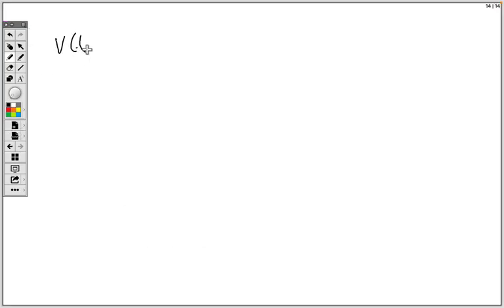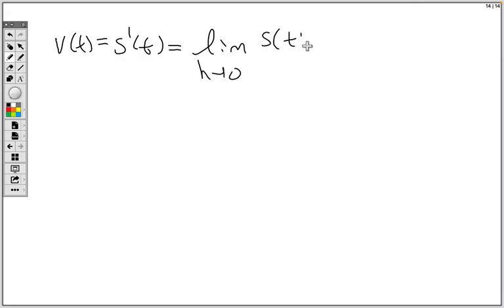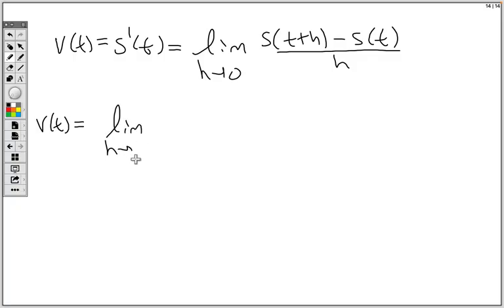So now we're off to that. So v of t is s prime of t. I'm just going to recopy this limit. Limit as h goes to 0. S of t plus h minus s of t divided by h. And now what we need to do is replace our expressions for s of t plus h and s of t. And remember, you can always replace using parentheses. Right? So don't be shy about using parentheses here.